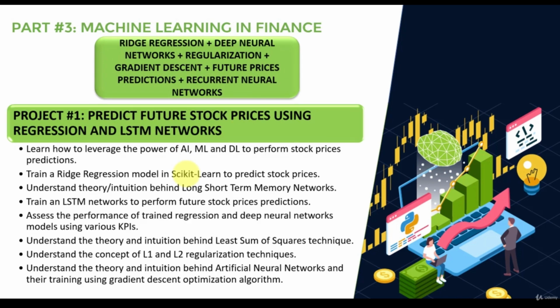Okay, and now we are going to shift gears into part number 3. So we will cover machine learning and artificial intelligence in finance. And again, as I mentioned, in this part, we are going to have 3 separate projects. The first project, we will learn how to predict future stock prices using regression and LSTM networks. So we will learn how to leverage the power of AI, ML, and deep learning, or DL for short, to perform stock prices predictions. We will learn how to train a ridge regression model in scikit-learn to predict stock prices.